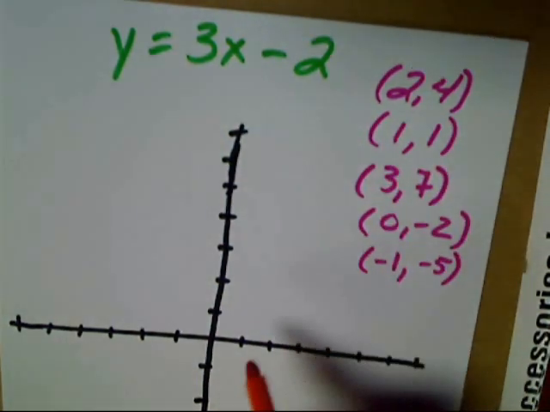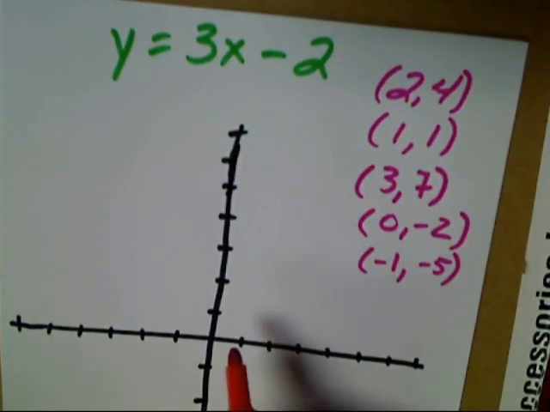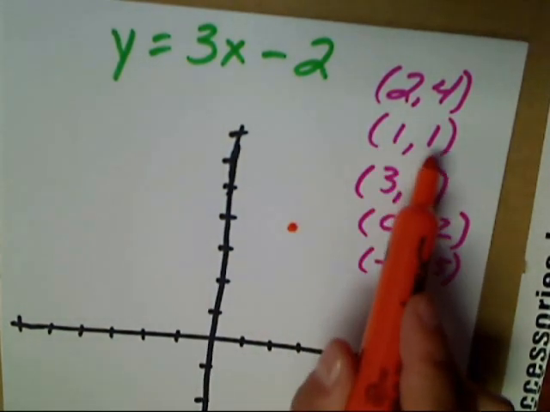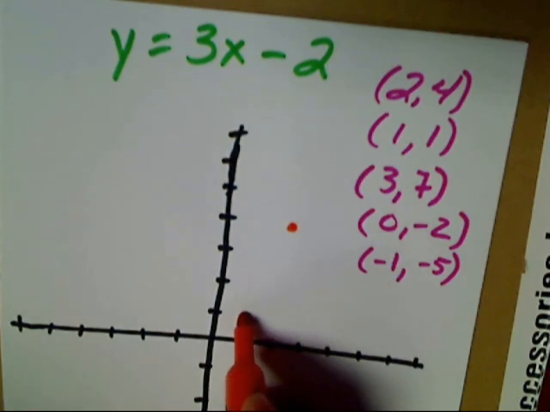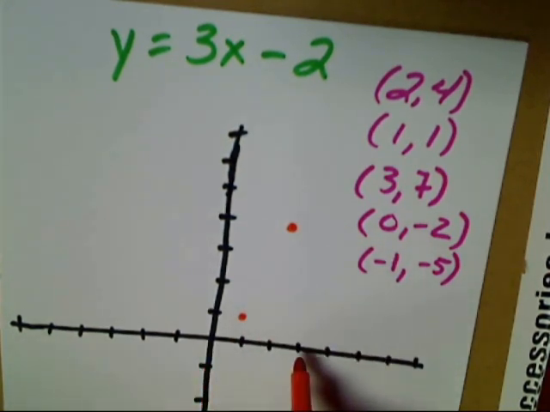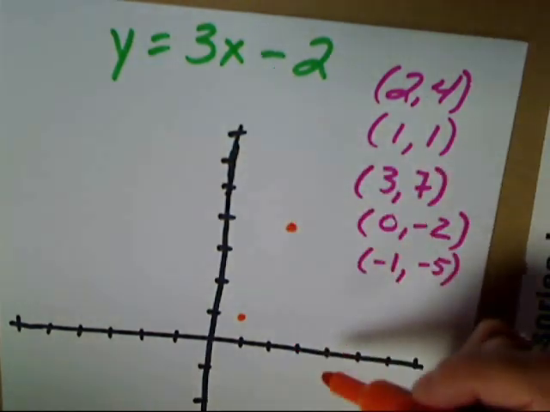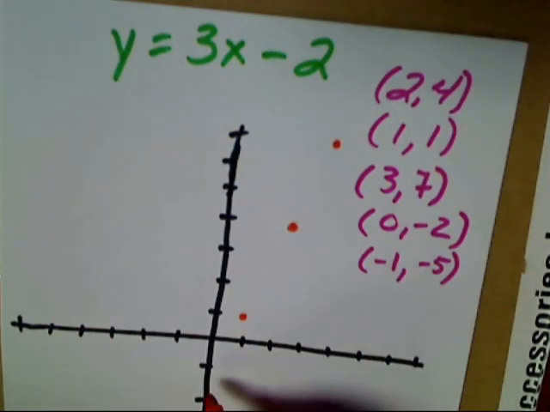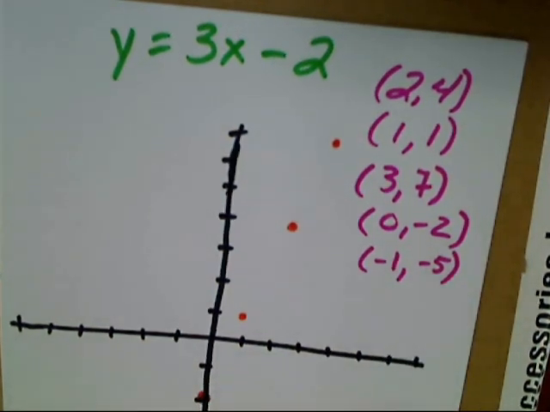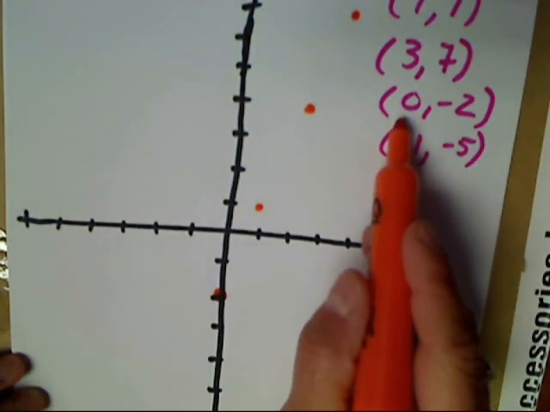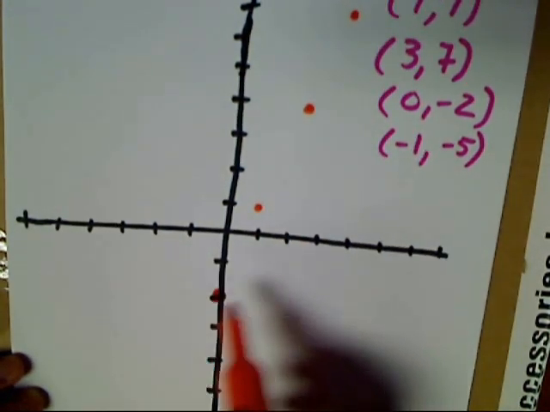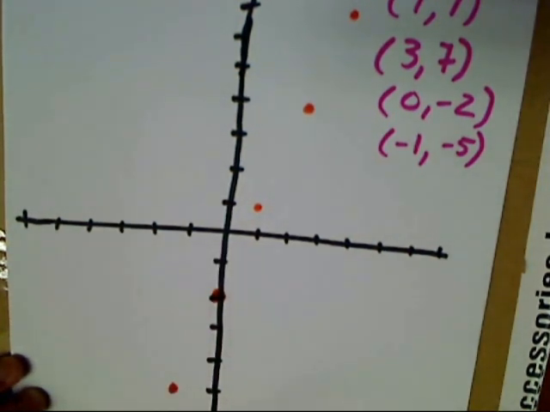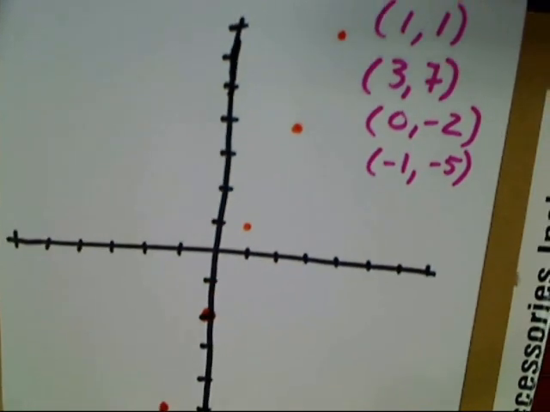The point (2, 4). Remember, when we're plotting points, we always start from the middle. We go right 2 and up 4. (1, 1): we go right 1, up 1. (3, 7): right 3, up 7. 1, 2, 3, 4. Ooh, starting to get a little bit close to being off my grid. (0, -2): straight down. As we go left and right, nothing, and then we go down 2. (-1, -5). There we go, and we've now plotted our 5 points that we had.